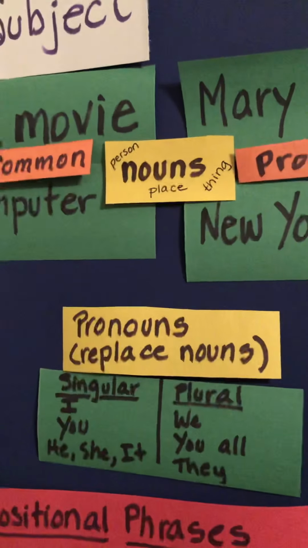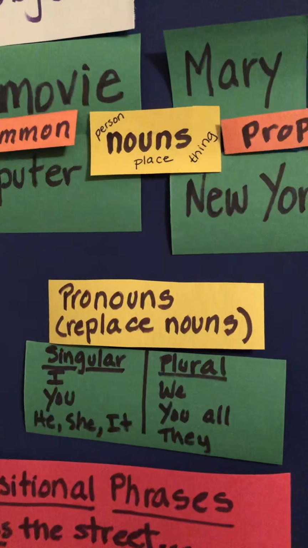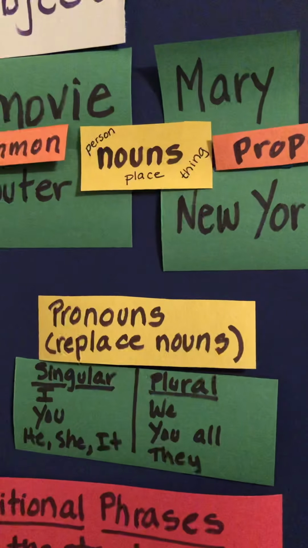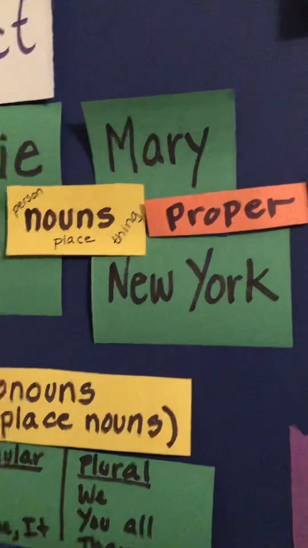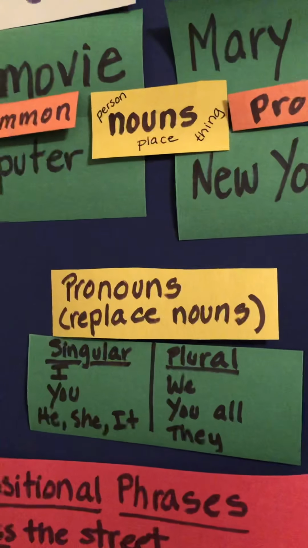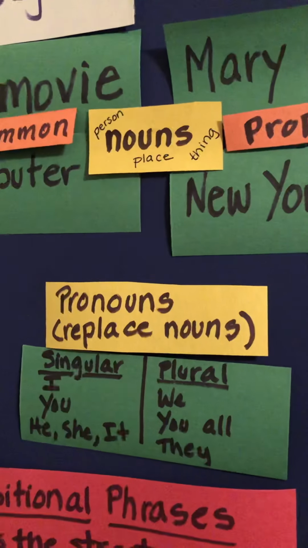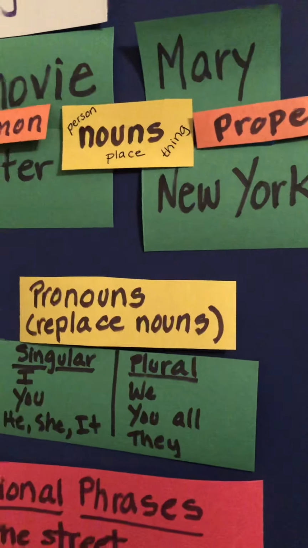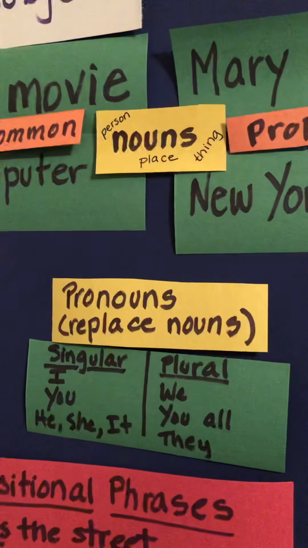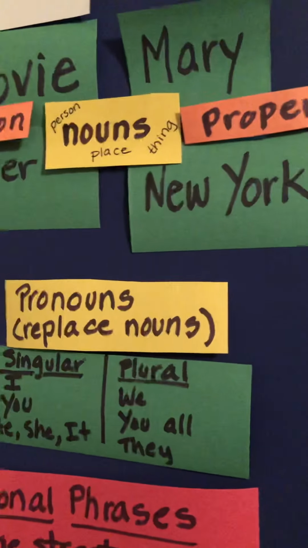And then we have pronouns. When we vary our language, our writing, we don't always want to use the proper name. Sometimes we want to use a pronoun, because the job of the pronoun is to replace nouns. Instead of saying Mary this, Mary that, we say Mary this, she so and so.